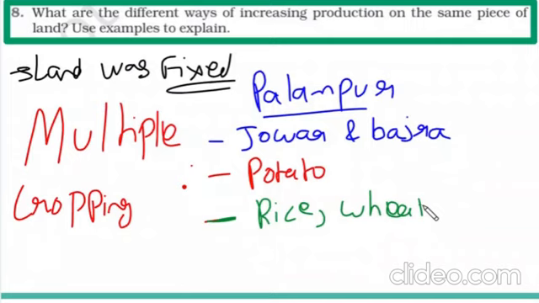So how can we frame an answer? To grow more than one crop on a piece of land during the year is known as multiple cropping. It is the most common way of increasing production, right?